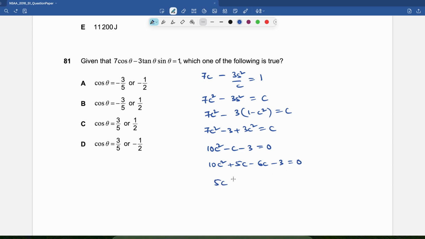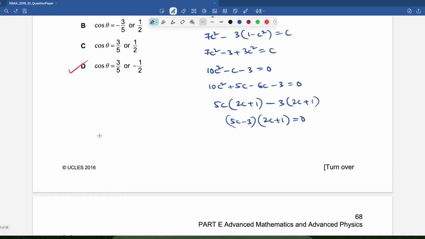So this would mean 5C times 2C plus 1 minus 3 into 2C plus 1, which would give you 5C minus 3 into 2C plus 1 is equal to 0. So C is equal to 3 by 5 or minus half. So 3 by 5 or minus half, that is option D. Very simple quadratic equation. It's just an application of trig to get it into the quadratic form, and that's it.